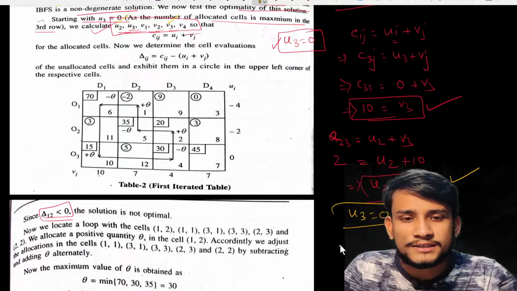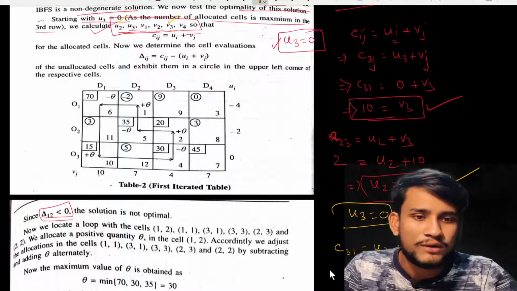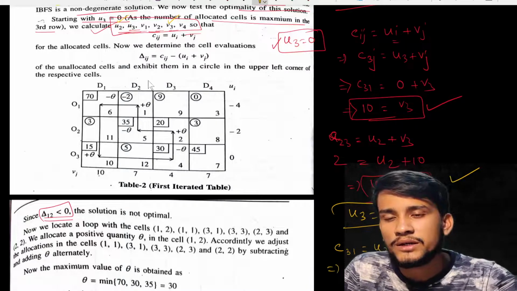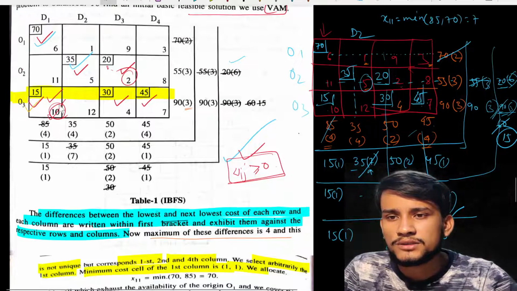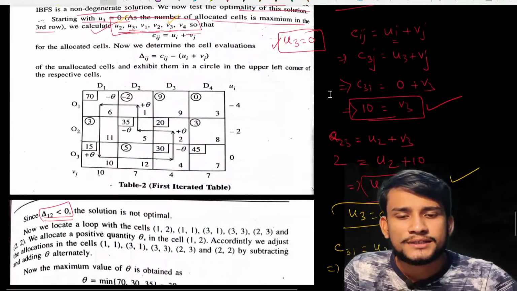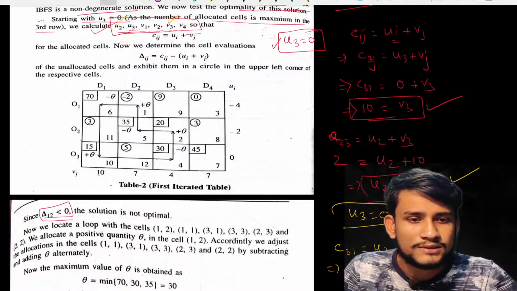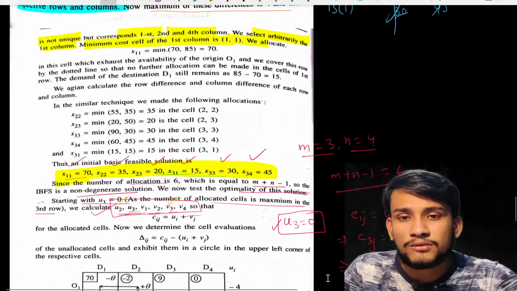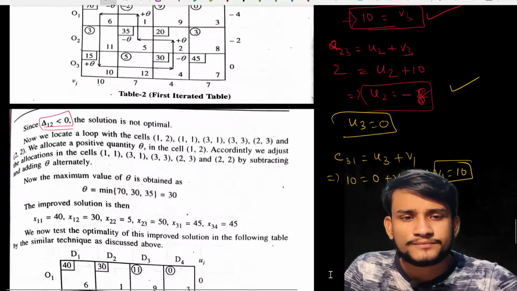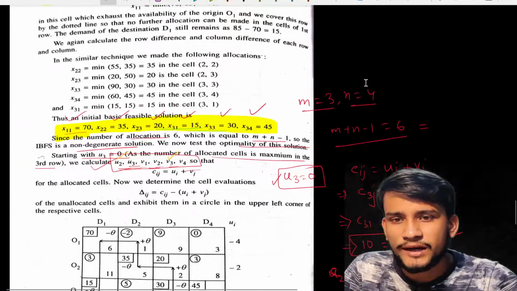Then v1: c31 equals u3 plus v1. The cost c31 is 10, so 10 equals u3, which is 0, plus v1. This implies v1 equals 10. Okay, v1 equals 10, we find.